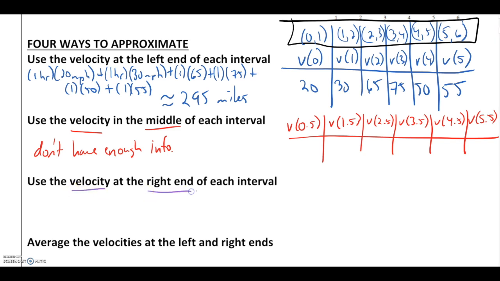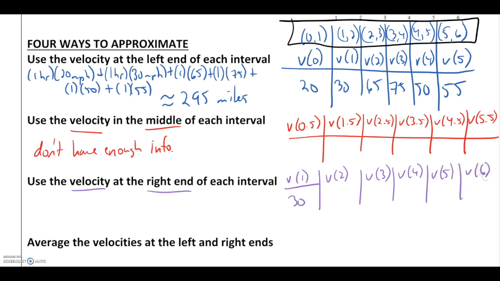Let's use the velocities at the right end of each interval, so kind of the opposite of what we led off with, the left end. So thinking about from 0 to 1, instead of using that 20 miles per hour at time 0, let's imagine that the velocity over that first hour tends to be closer to that 30 miles per hour that we report at t equals 1. On the second interval from 1 to 2, we'll use the velocity at 2, and so on. V at 4 for the hour from 3 to 4, V at 5, and V of 6.